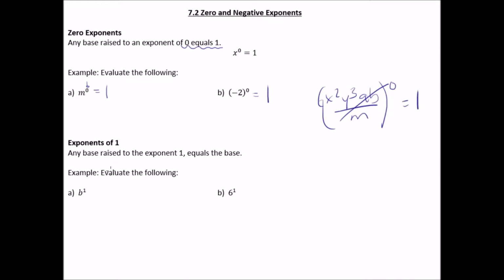Okay, exponents of 1. Any base raised to the exponent 1 equals the base. So b to the 1 equals b. 6 to the 1 equals 6. Let's take x cubed y squared z to the 4, all to the 1, and that will equal this right here, x cubed y squared z to the 4. So it doesn't matter how ugly it is, any base raised to the 1 is that base.